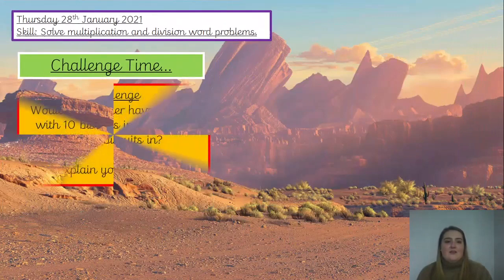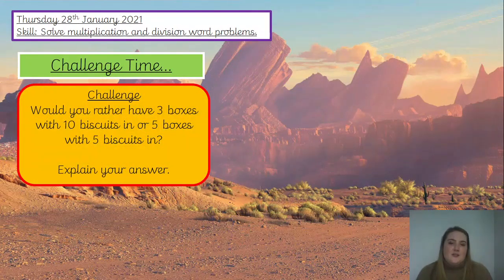Okay, superstars answering all those word problems. Your challenge today then. I would like you to imagine you have a choice of two options, okay? So in the first option, you have 3 boxes with 10 biscuits in. And in your second option, you've got 5 boxes with 5 biscuits in. Which one would you rather? Would you rather the 3 boxes with 10 biscuits in, or 5 boxes with 5 biscuits in? I'd like you to pause the video. You might even like to draw a picture to investigate this. I'd like you to pause the video and investigate this challenge, please. Off you go.